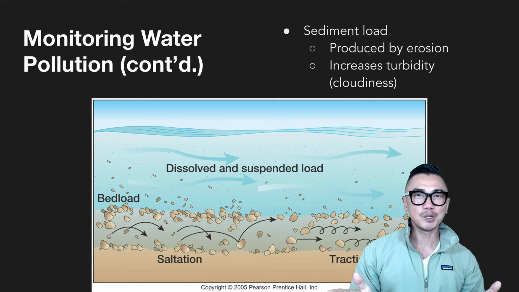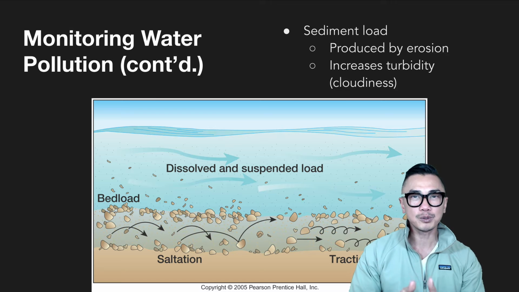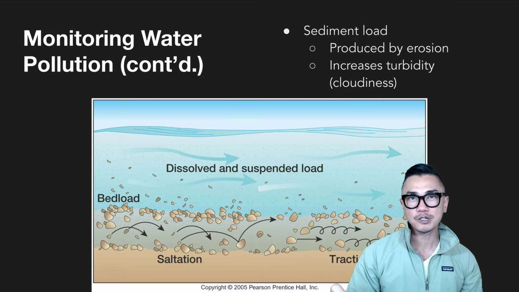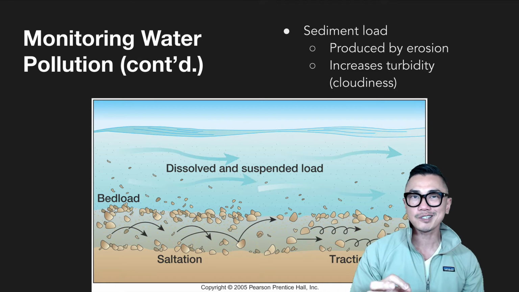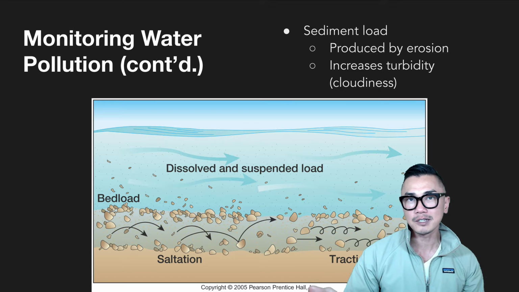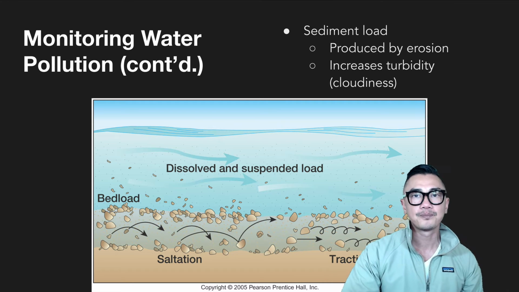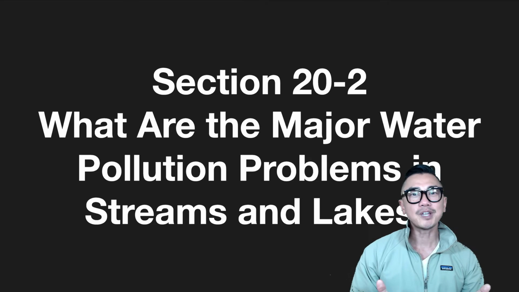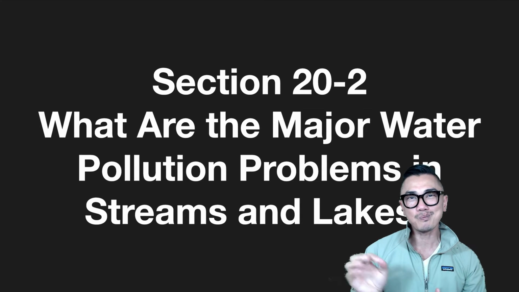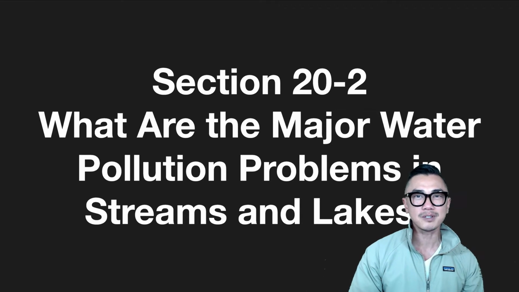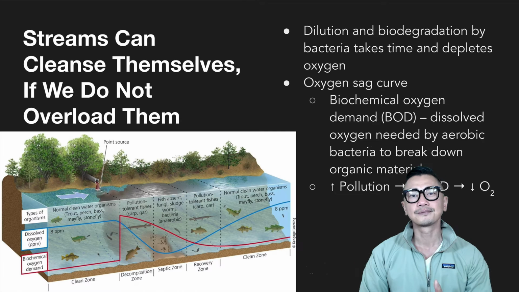Looking at sediment load gives you an idea of the pollution produced by erosion. Erosion increases the turbidity or cloudiness of the water that you're looking at. In section 20-2, we'll look at the major water pollution problems in streams and lakes.